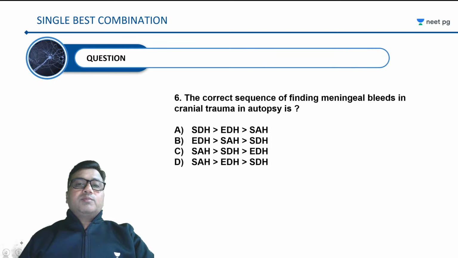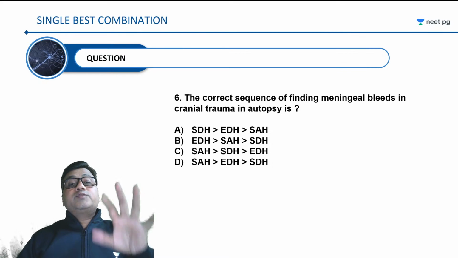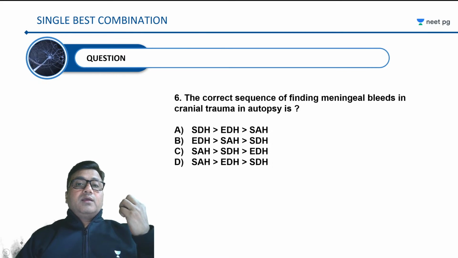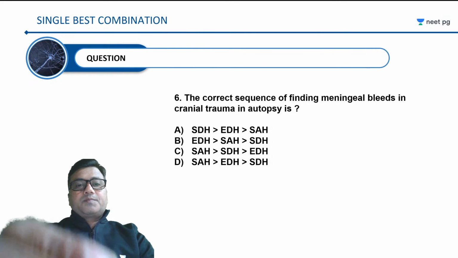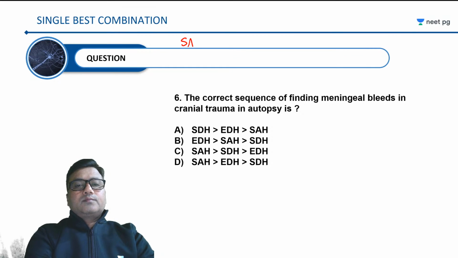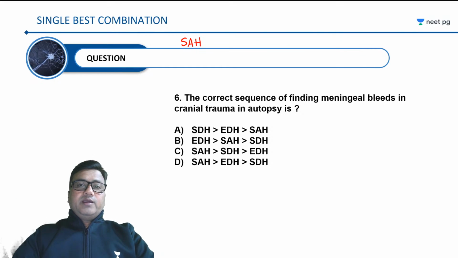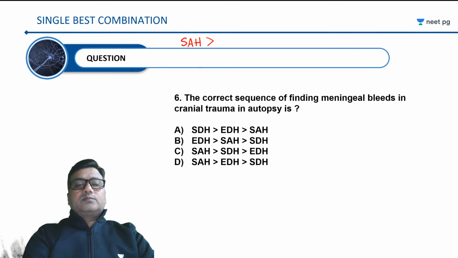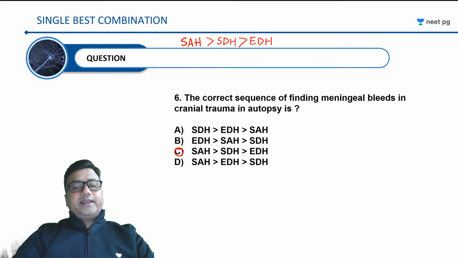Okay, so in cranial traumas there could be three kinds of meningeal bleeds: subarachnoid, subdural and extradural, depending upon which space the bleeding happens in. In cranial traumas, when we conduct autopsy, the most common bleed that is encountered is subarachnoid hemorrhage, followed by subdural hemorrhage, and least is extradural hemorrhage, which means option number C is the correct answer.